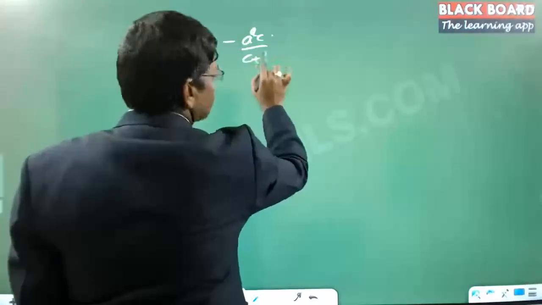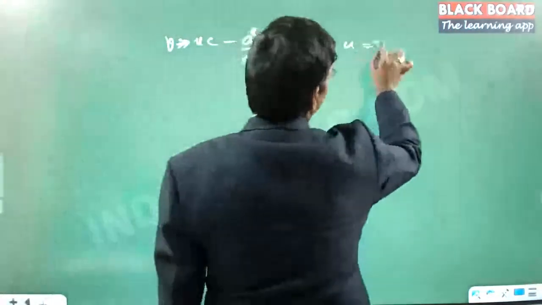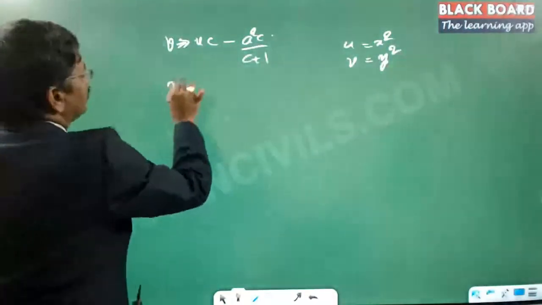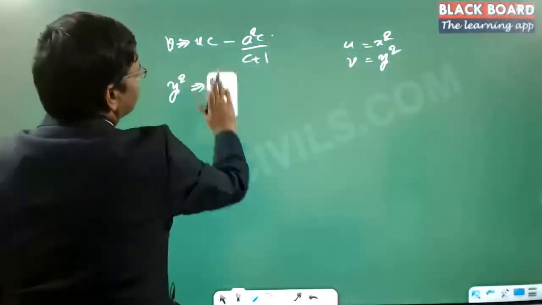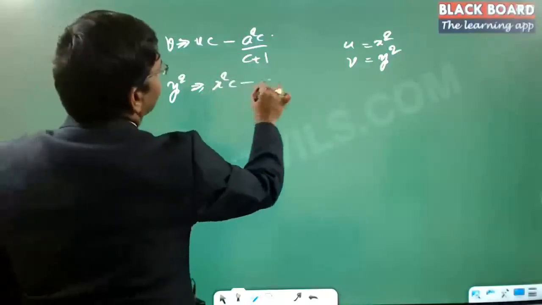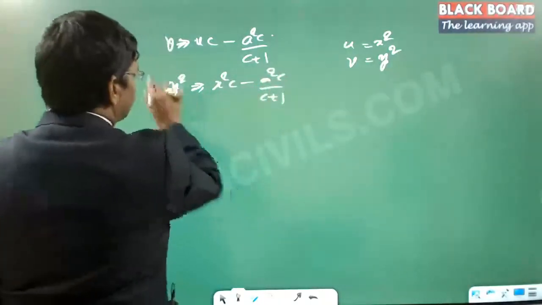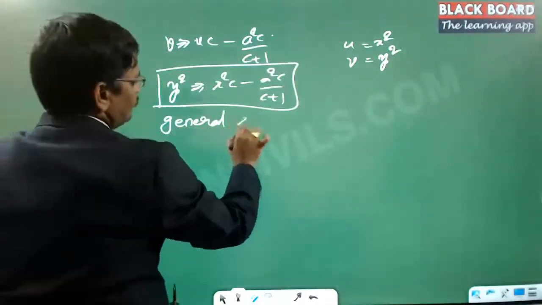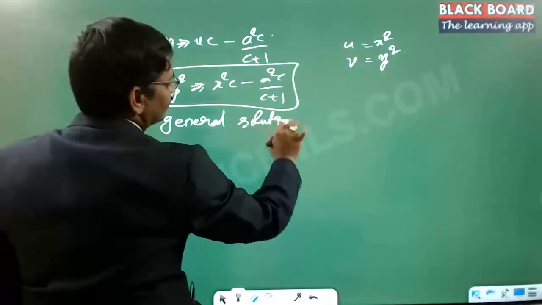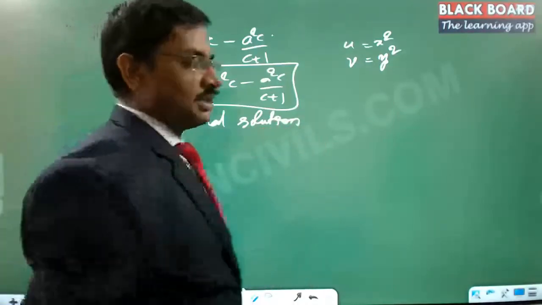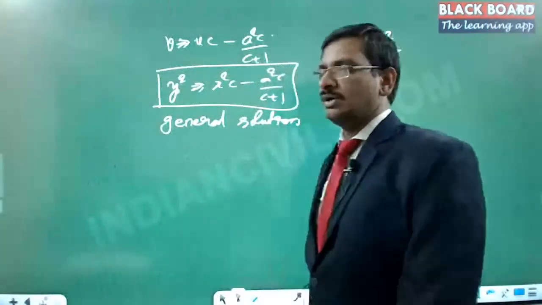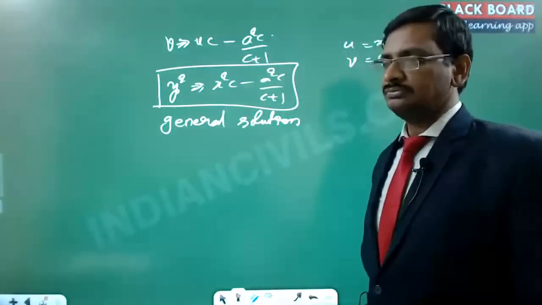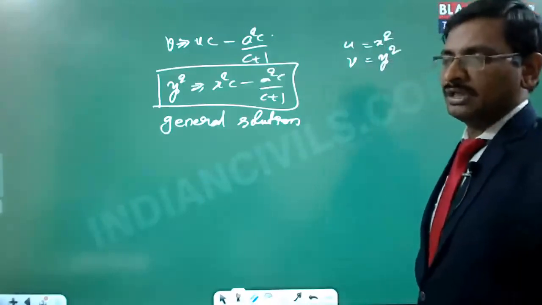A square c by c plus 1 is the solution, but u is x square and v is y square. And this value y square is equal to x square c minus a square c by c plus 1. So this is the general solution. So we brought it into the form of the Clairaut's equation and we just replaced it with the original values, x square, y square values, and also the constant value. Got it? Any questions? Any questions on this?